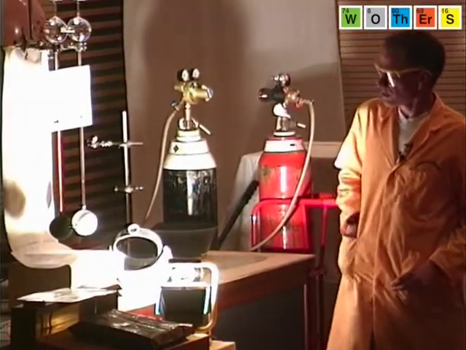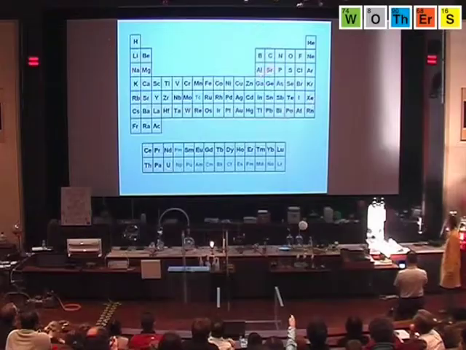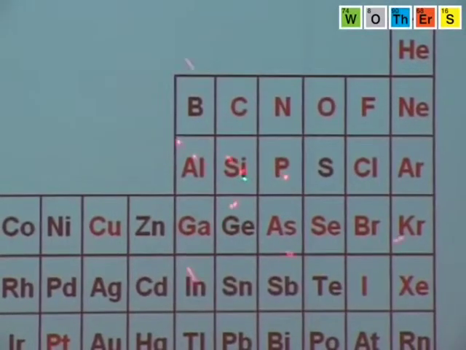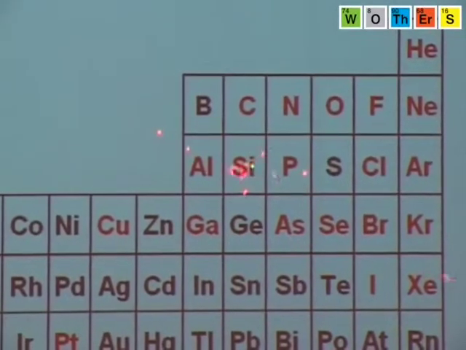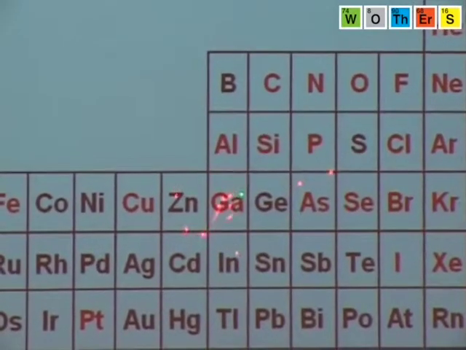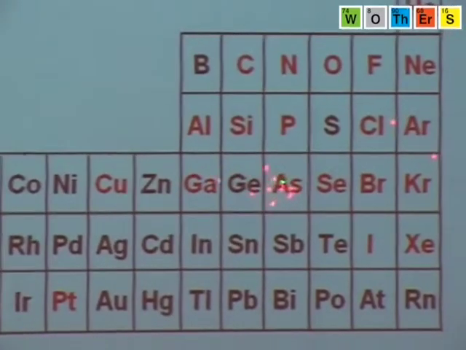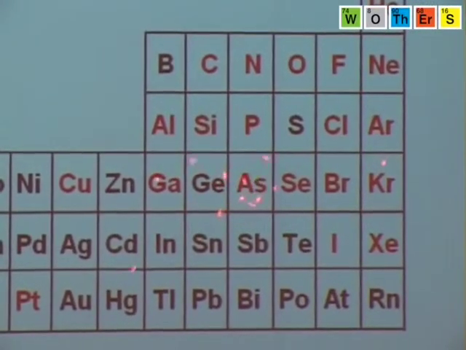The solar panel uses the element silicon. If you can find silicon, please. Very good. There's silicon right over there. It also uses gallium. If you can find gallium, there it is. Gallium's just underneath it, and arsenic. Arsenic's just over there. Okay, some of you are way off there, but never mind.